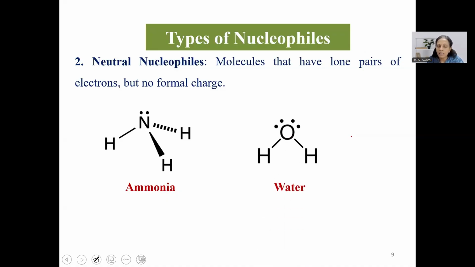Here the central atom is oxygen, which is attached to hydrogens on 2 sides. Oxygen has 2 lone pairs of electrons. Due to the availability of 2 lone pairs of electrons, it has the ability to donate these electron pairs during the reactions, and that is how it is considered to be electron rich. So ammonia and water are examples of neutral nucleophiles. As they have the ability to donate electrons, that means they are electron donors, they are also considered Lewis bases.